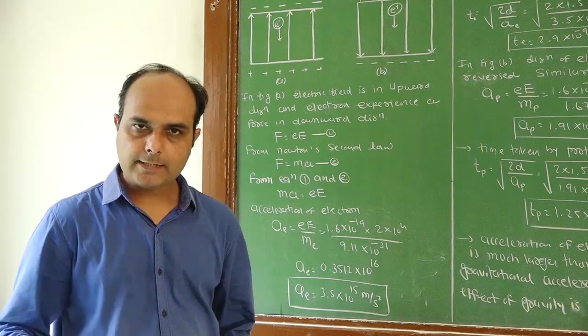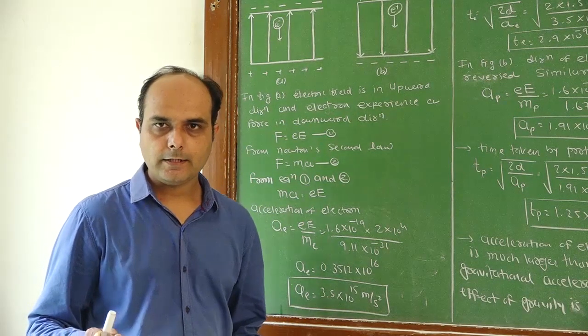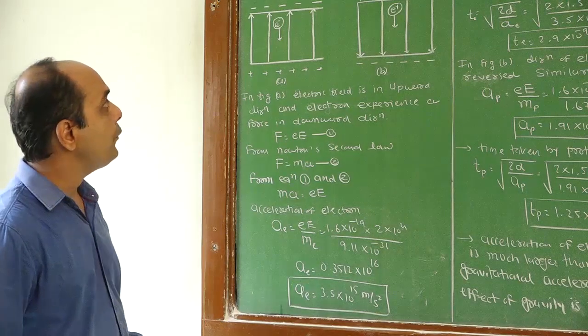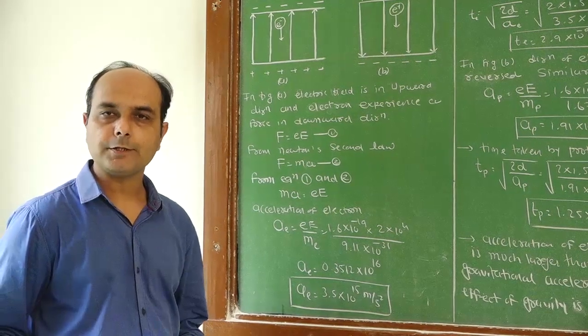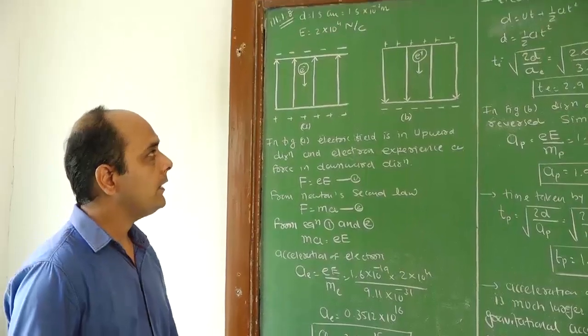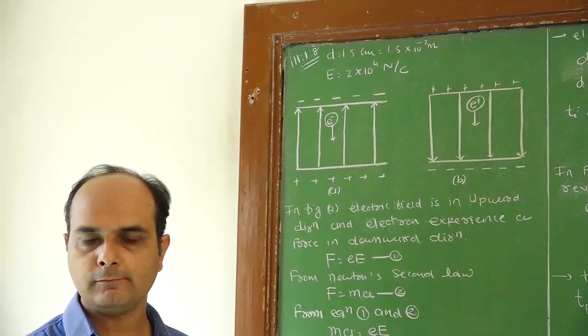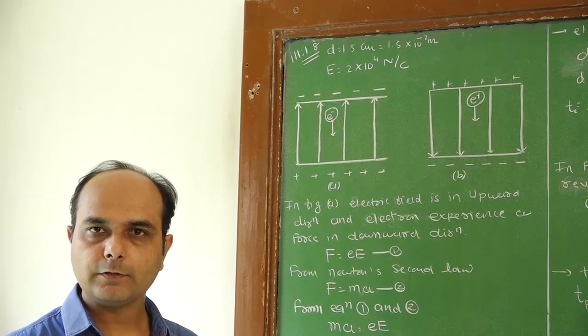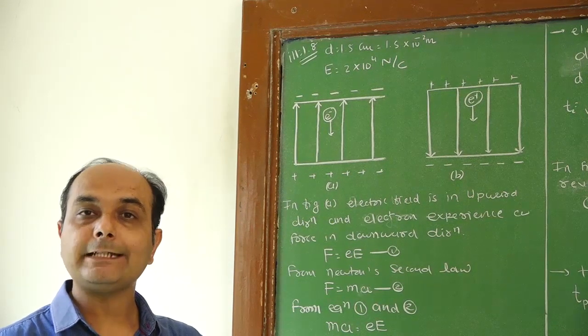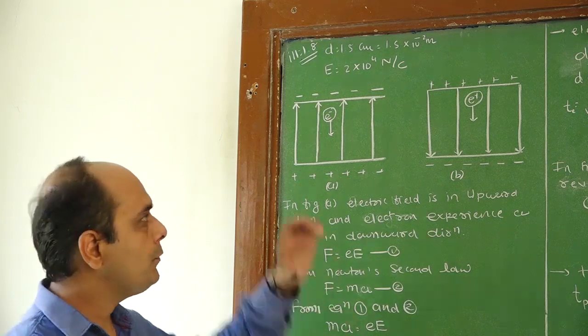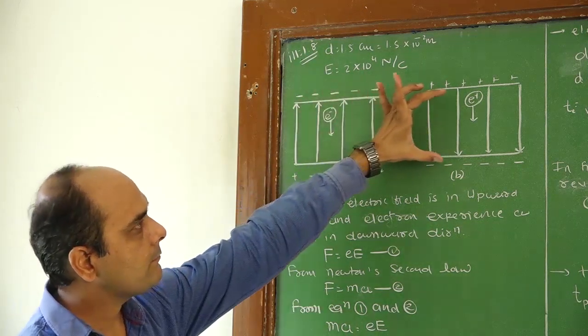So there is a next illustration, that is your illustration number 1.8. In this illustration, we are to calculate the acceleration of the electron and proton, and calculate the time taken by the electron and proton to travel this much distance.